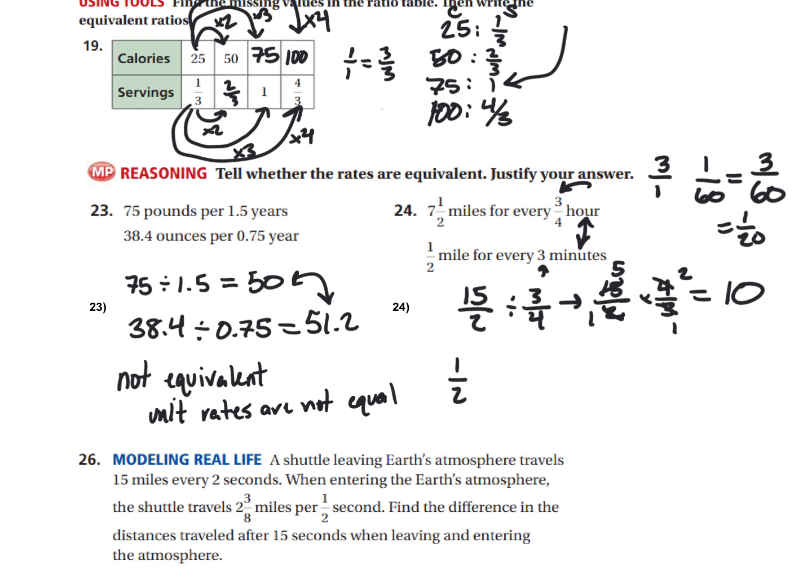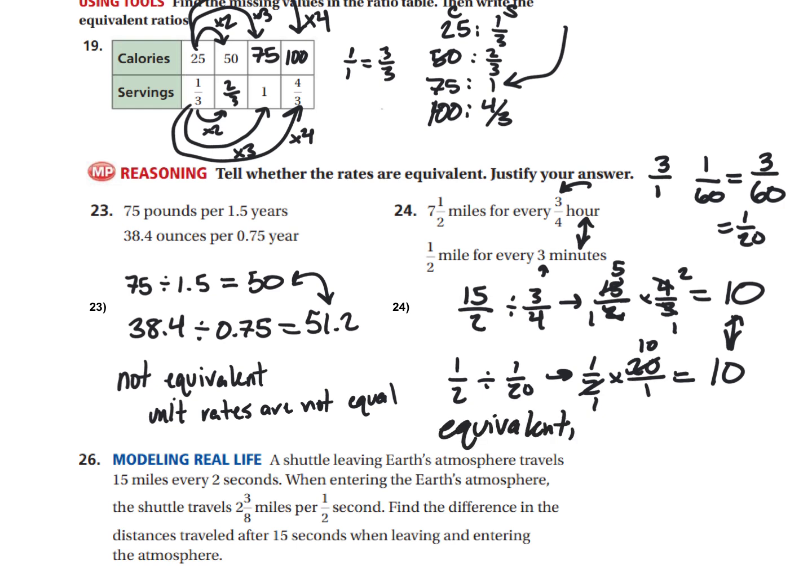From there, I now have this 1/2 divided by 1/20. This is going to lead to 1/2 times 20 over 1. And I get, after simplifying, this is 10. These two match, so these are equivalent. And we would say same unit rate. Okay.